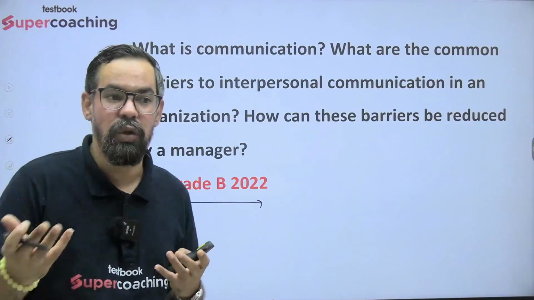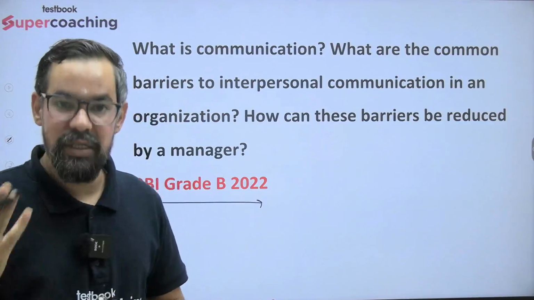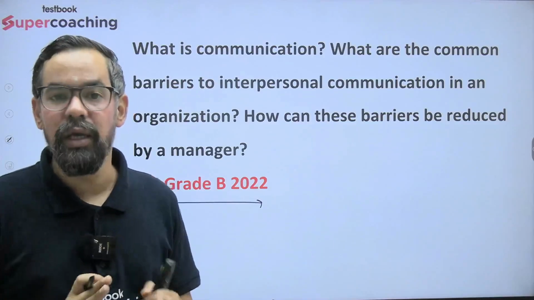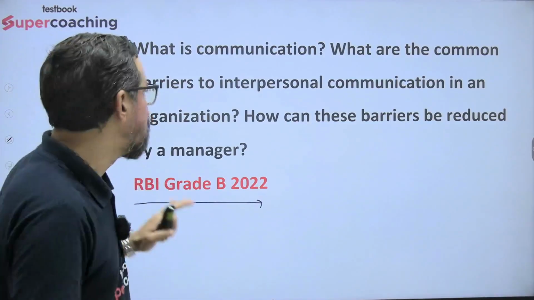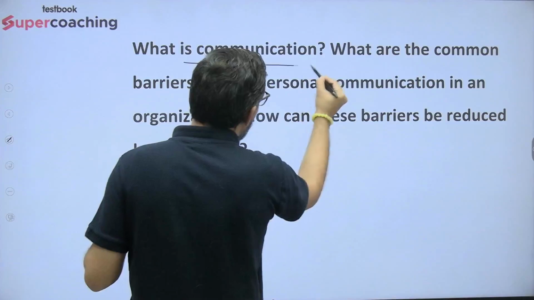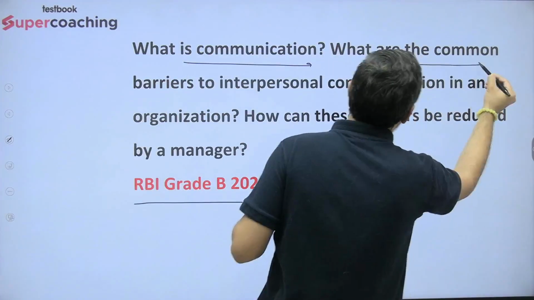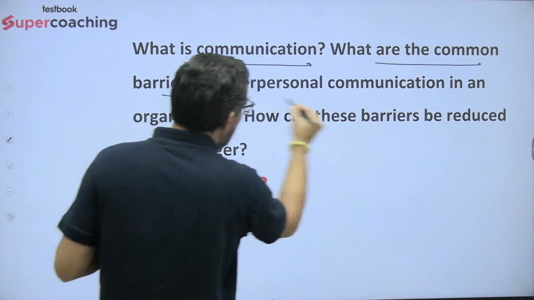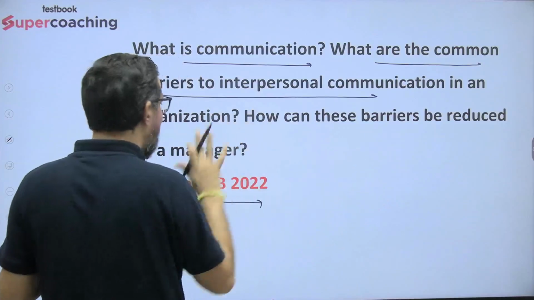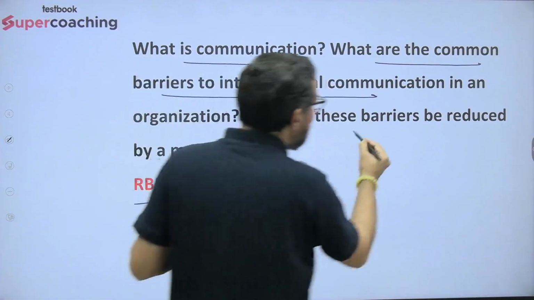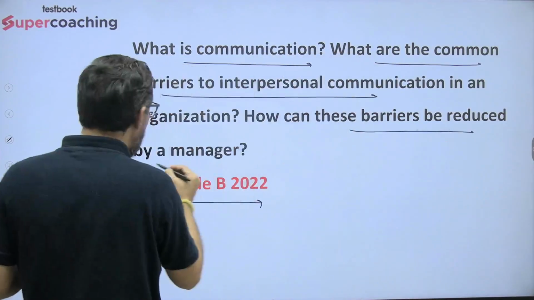And even last year, there was one question around business ethics and another question around communication channels, right? So now the question is, what is communication? What are the common barriers to interpersonal communication in an organization? How can these barriers be reduced by managers?